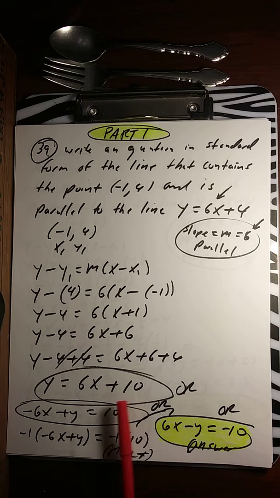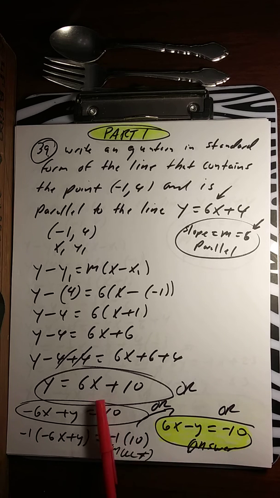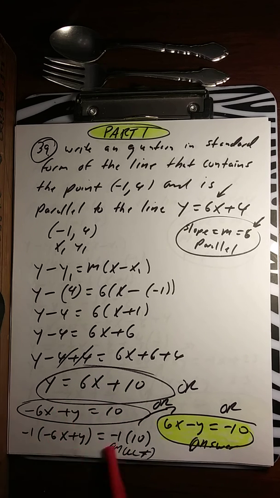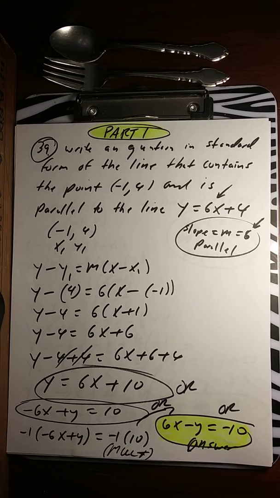Or, another way to write it, we can bring this 6x to the other side, making it negative 6x plus y equals 10. Multiply by negative 1 times all of these. So negative times negative is positive, negative times that is negative, and negative times that is negative. So you've got this form, that form, or this form right here.